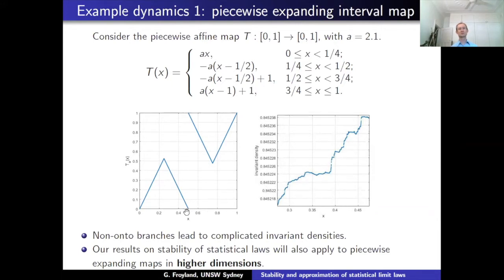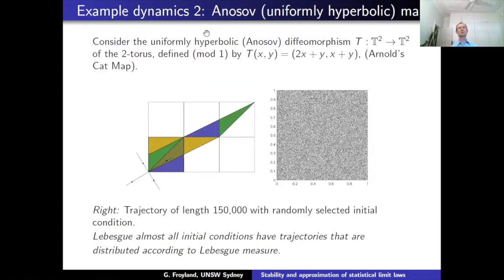So these are still non-trivial maps. We're going to look at 1D maps. We're also going to look at expanding maps in higher dimensions, although our theory covers this case, I'm not going to look at those today. The other type of map I want to look at are uniformly hyperbolic maps. So you don't just have all directions expanding, but now you have some directions expanding, some directions contracting.